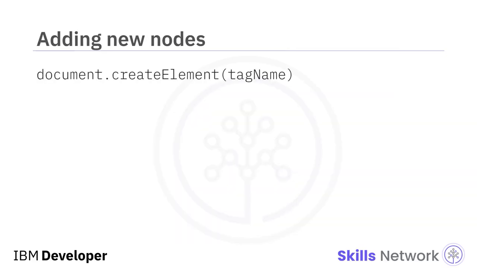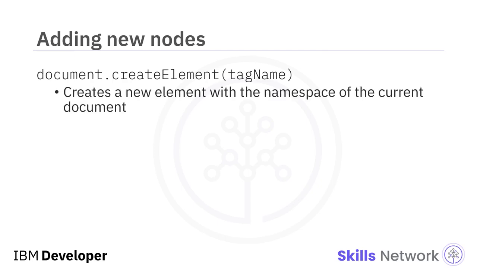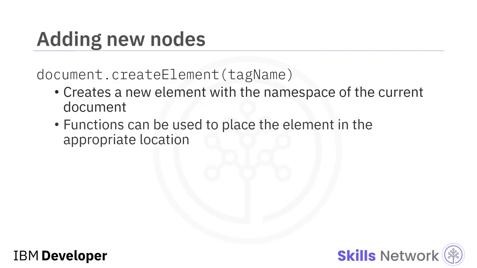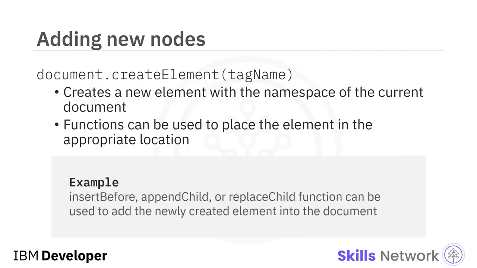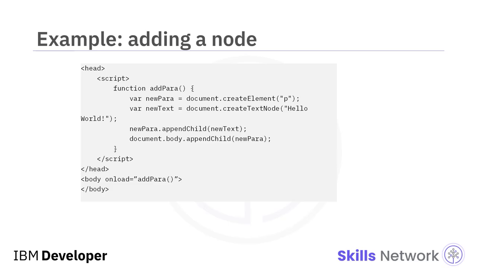You can use the DOM API function document.createElement to create an element in the current document. After creating the element, you can use any number of functions to place the element in the appropriate location within the document. Examples of these functions include the insertBefore, appendChild, or replaceChild function that can be used to add the newly created element into the document.